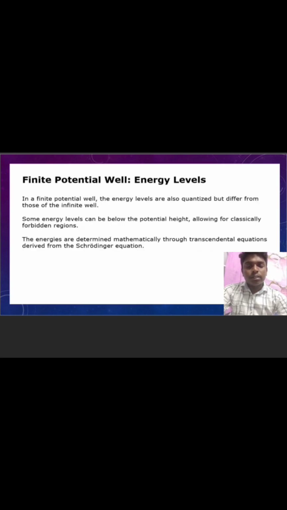And then the energy levels of the finite potential well. In a finite potential well, the energy levels are also quantized but different from those of the infinite well. Some energy levels can be below the potential height, allowing for classically forbidden regions. The energies are determined mathematically through transcendental equations derived from the Schrodinger equation.